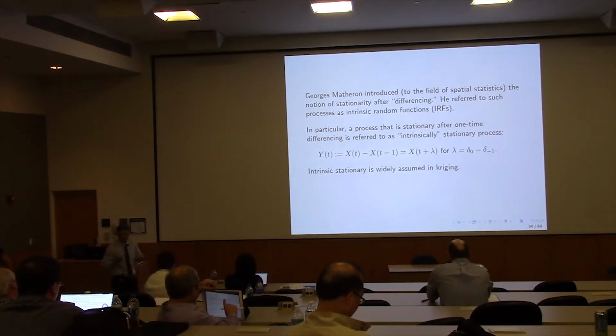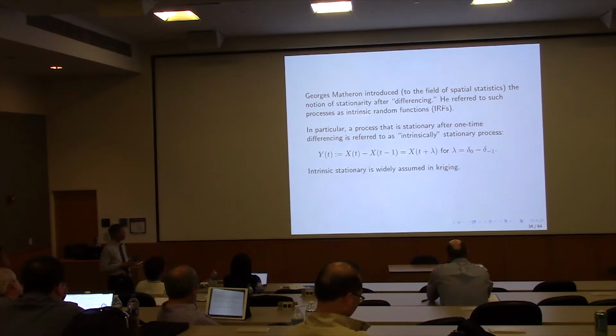So, George Matheron introduced the notion of stationarity after differencing. And he referred to such a process as an intrinsic random function, IRF. In particular, a process which is stationary after one-time differencing, like when you subtract x(t minus 1) from x(t), it becomes a stationary process. Then it's called an intrinsically stationary process.